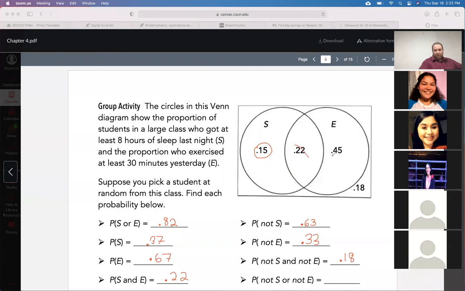Am I happy here? Yeah. Why? Because it's not S. Am I happy here? Yes. Why? Because it's neither. Once I have one, I'm happy with the other. So these three numbers would then be not S or not E, which gives me what? 0.78. Does that make sense? Yes. Okay.